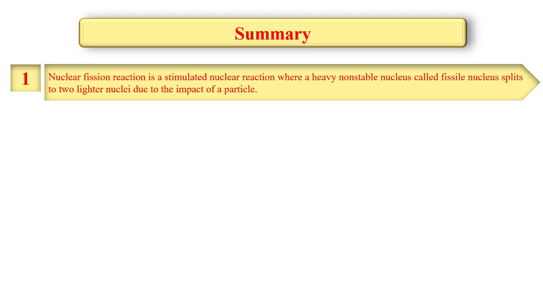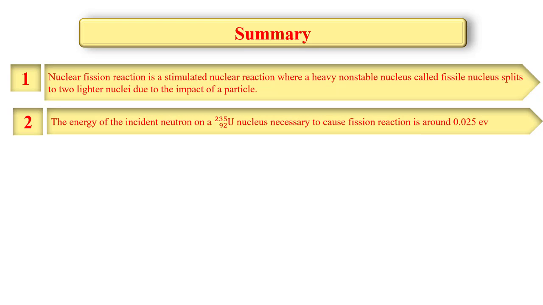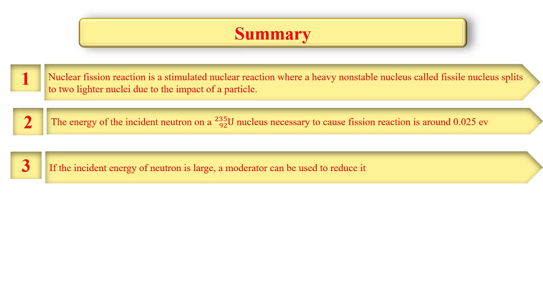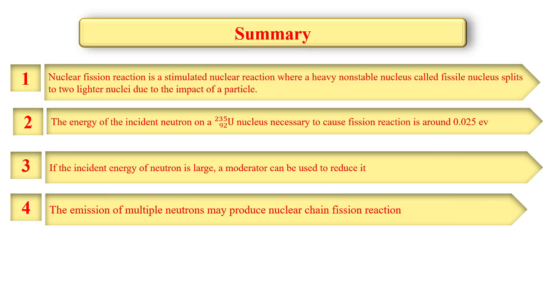In the summary of this part, we have seen that nuclear fission is a stimulated nuclear reaction in which a heavier nucleus is divided into 2 lighter nuclei under the impact of a neutron. The energy of the incident neutron should be about 0.025 electron volt. Also, if the incident energy of a neutron is large, a moderator can be used to reduce it. And also, we discussed a chain nuclear fission that takes place due to emission of multiple neutrons.